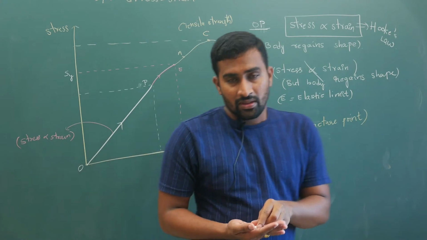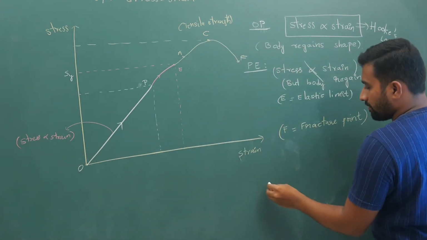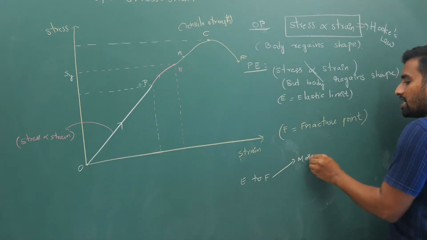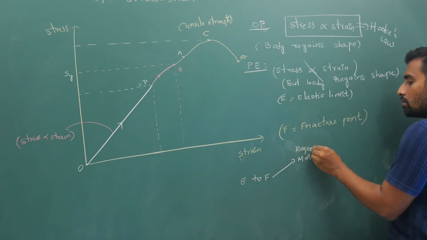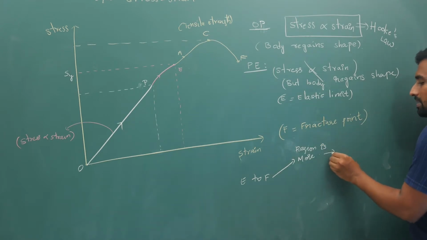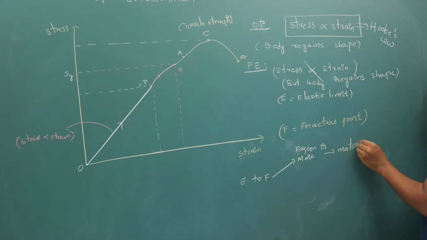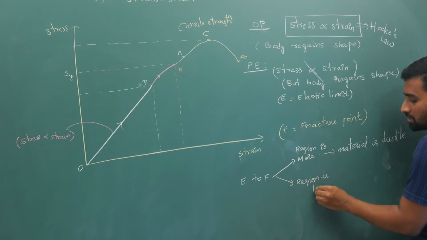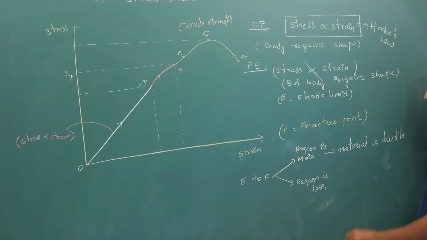Now if this region of E to F is more, your material is ductile. Ductile means you can bend it. And if the region is less, that means your fracture point is close to the elastic limit, your material is brittle. Brittle in the sense it breaks easily.